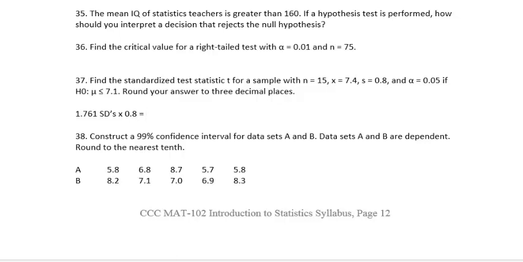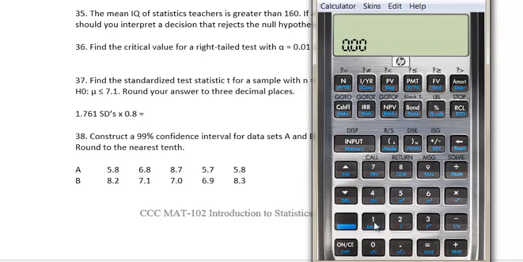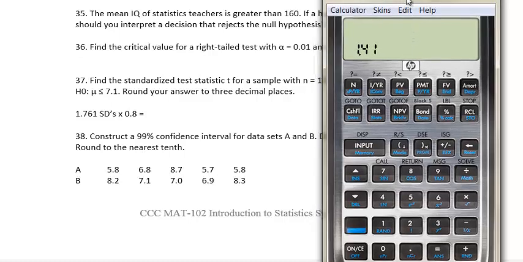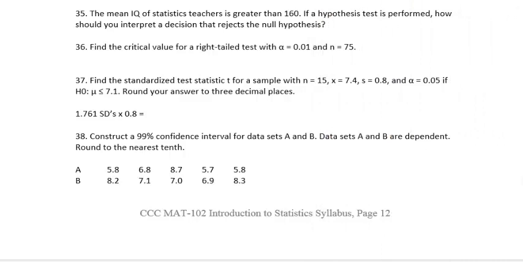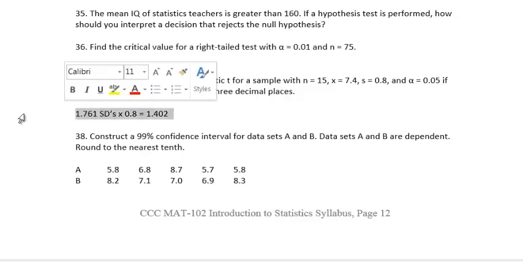I'm just going to multiply it out. Where's a little calculator here? And we've got 1.761 times 0.8. This would be the number of standard deviations away from the mean, approximately 1.41. I think if I did it on my calculator, it comes out to about 1.402 if you round it out to 2 more decimal spots, but it's approximately that. So it's 1.402 away from the mean, and since our null hypothesis was that the mean is less than 7.1, we would have to make sure that whatever mean we get in terms of the sample, that we're sampling with these 15 people, would have to be less than 1.402 away from that number.